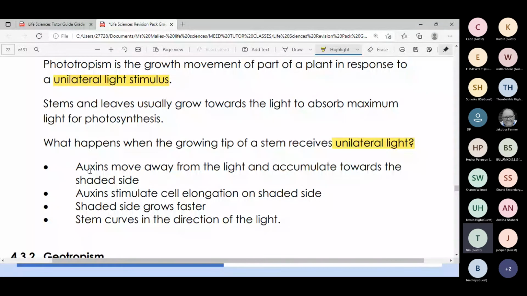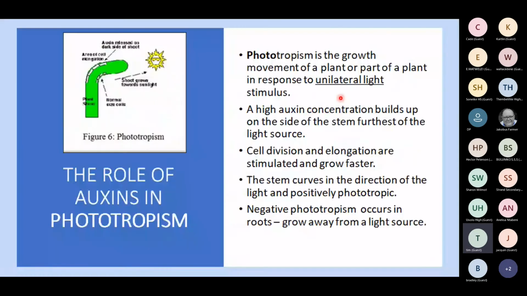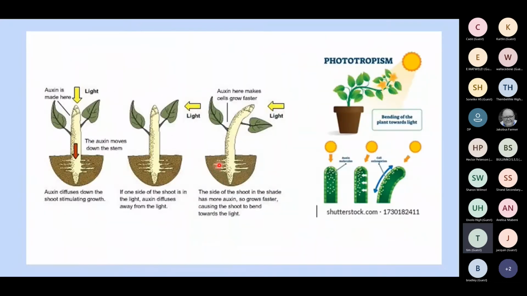Now these four bullets, grade 12s, please study them. Because if I go back to our slide and we look at the diagram, I'm going to read on my page here. If light is coming from everywhere, you see in this diagram here, the stems will grow up and the roots will go down because the stems will go towards light. But now in this case, unilateral light is coming from only one side.